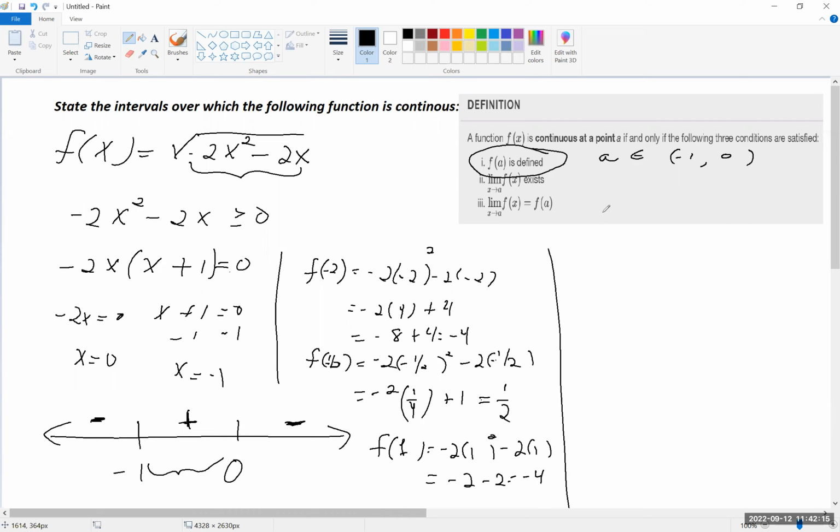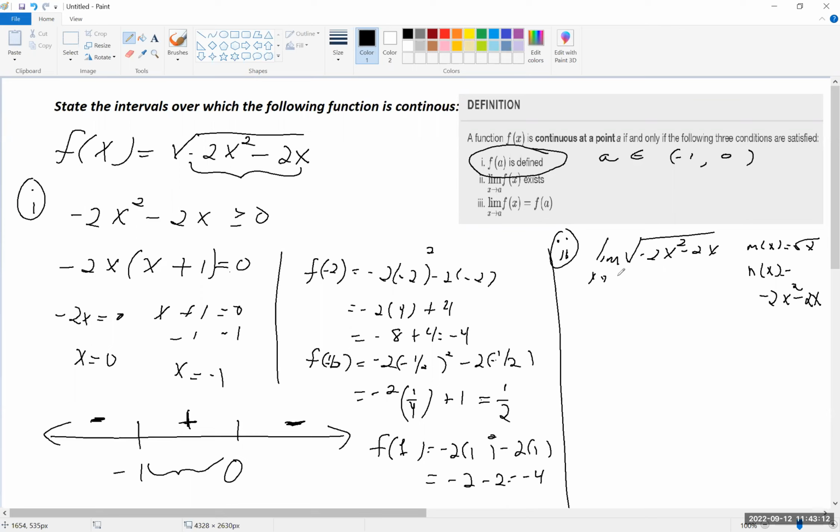Now let's check that the limit of f of x exists on that interval. So we're going to go ahead and use a composite function. So we're checking I here. This was a check of I. And so the limit of, we can think of this as a composite function because I've got -2x squared -2x. So maybe let's use different letters here. Let's use m of x is the square root of x, and then n of x is this quadratic.